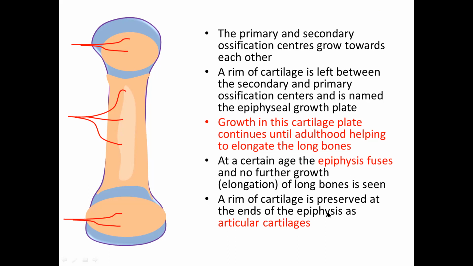A rim of cartilage is preserved at the ends of the epiphysis as articular cartilage. We discussed this in the previous lecture. A lot of people were asking about it. So this hyaline cartilage which is left becomes the articular cartilage. However, the perichondrium surrounding that area will be later removed.